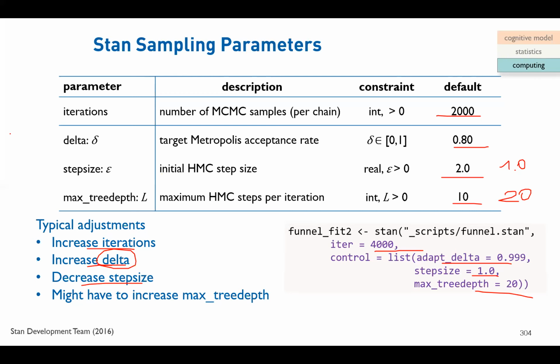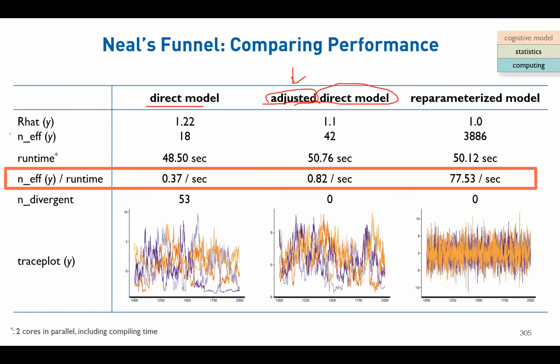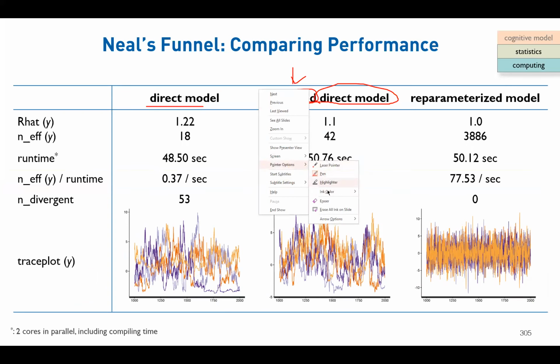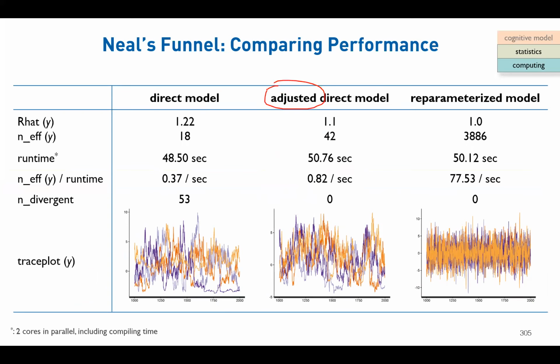So those are the Stan internal algorithms. We can change it. And after understanding this part, we can look at the column in the middle. So this is the adjusted direct model. Here I forgot already what I changed, but I think I increased the chain length from 4,000 samples to 8,000 samples. I changed also the delta. I decreased the step size. I also increased the tree depth as much as I can.